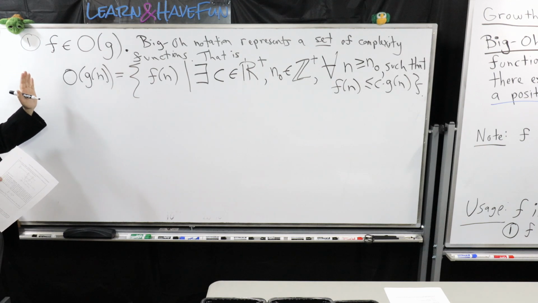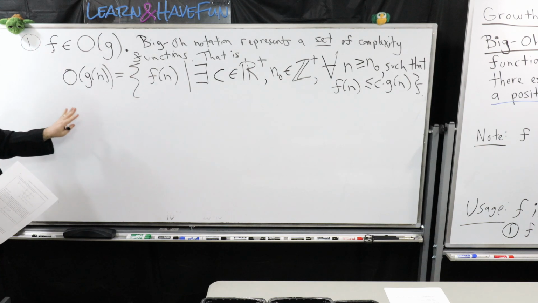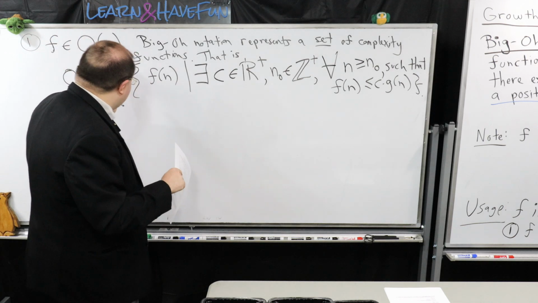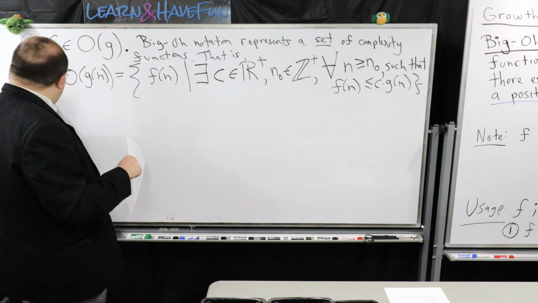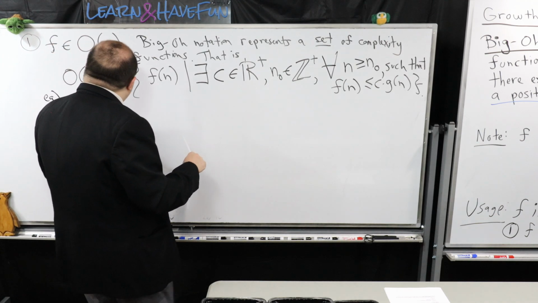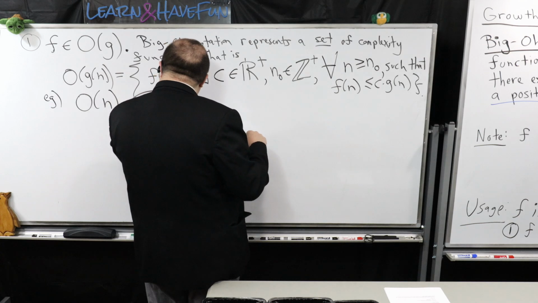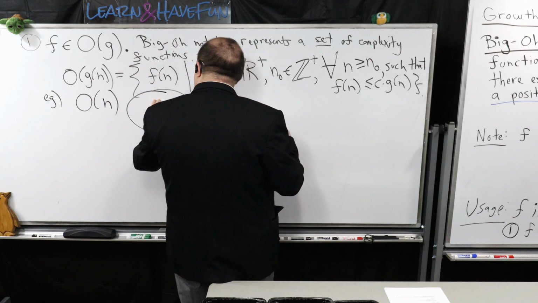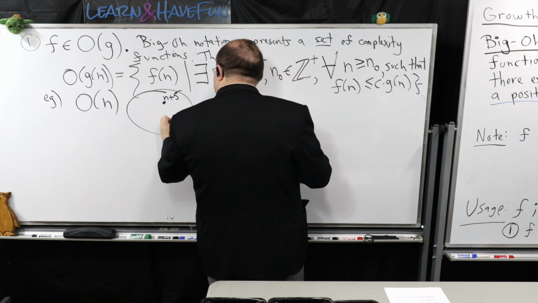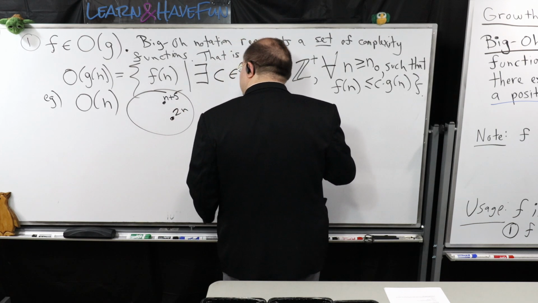But the thing is, I just want you to be aware that when you write big O like this, it actually can represent a set of functions. Just for example, if I gave you big O of n, inside of big O of n you actually have other functions. For example, you have the function n plus 5. You have other ones. You have 2 times n.